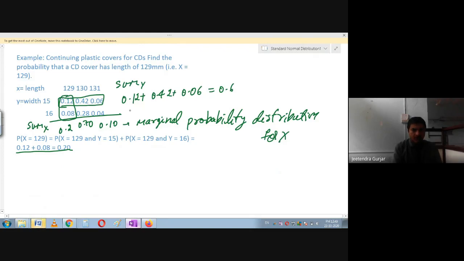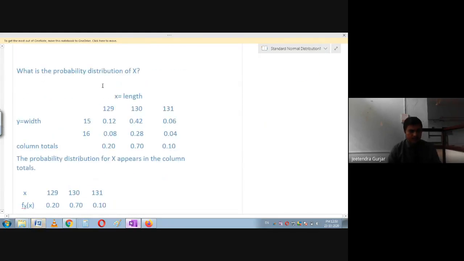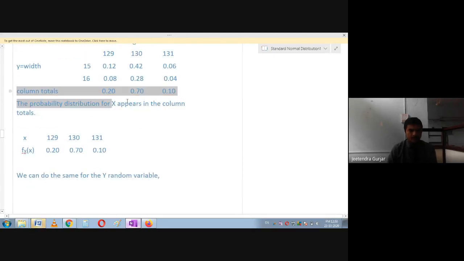This is for Y. Similarly, next one, 0.08 plus 0.28 plus 0.04. If you add this, you're going to get this value as the marginal probability distribution for Y. Please remember this. The same thing we are going to do here. What is the probability distribution of X? If they tell you 129, 130, 131, please remember, add the columns. You are going to get this as the marginal distribution for X. That is what I have shown you already.